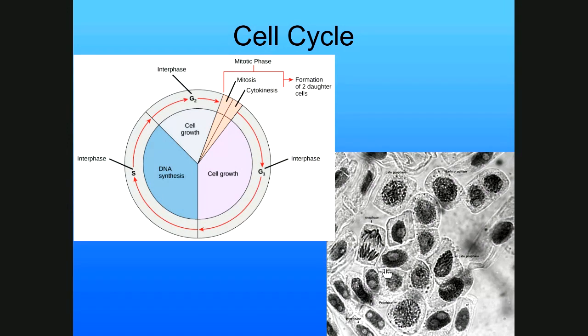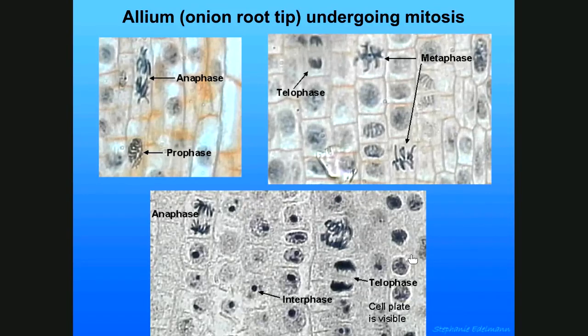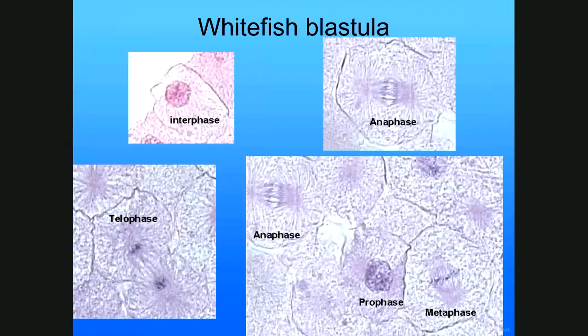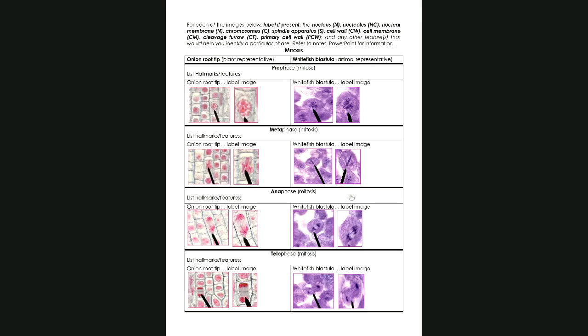And what we want you to do is identify some of the structures. So identify the chromosomes, or identify the cell plate right here, or the cleavage furrow, or the spindle apparatus, and those different kinds of things. So there's lots of pictures. So you'll see lots of individual pictures where you're asked to identify these different parts. So that's the first part that we want you to do.